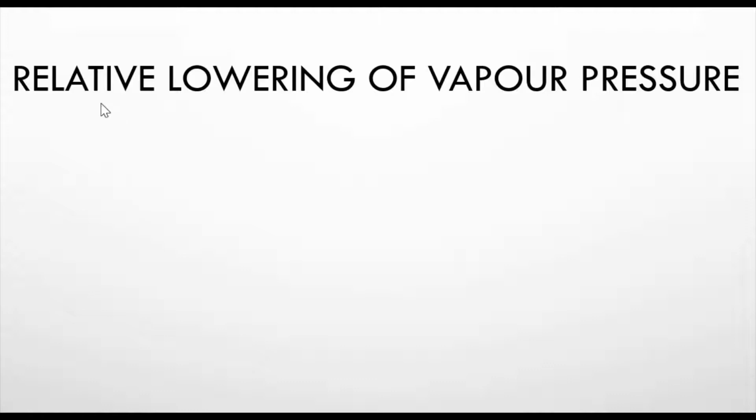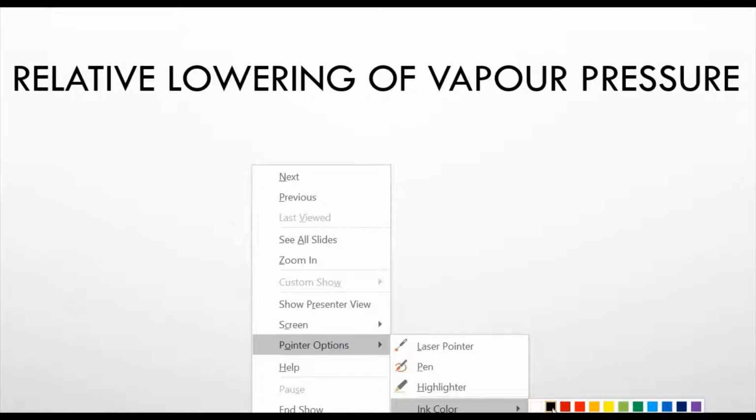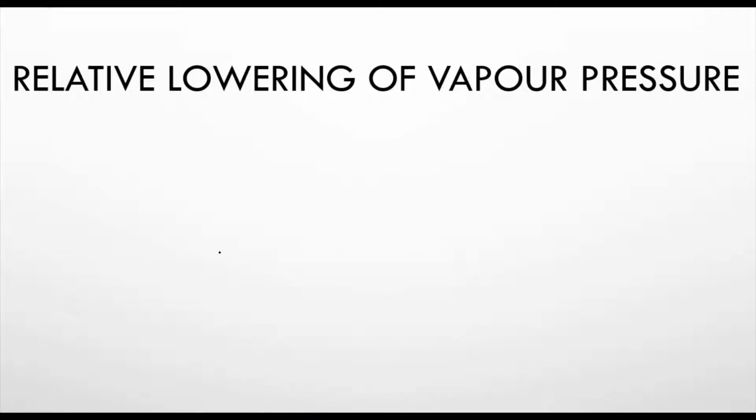Hello students, today we will be discussing our second case of Raoult's law. In the second case, we are going to discuss the relative lowering of vapor pressure, where this relative lowering of vapor pressure is a colligative property.